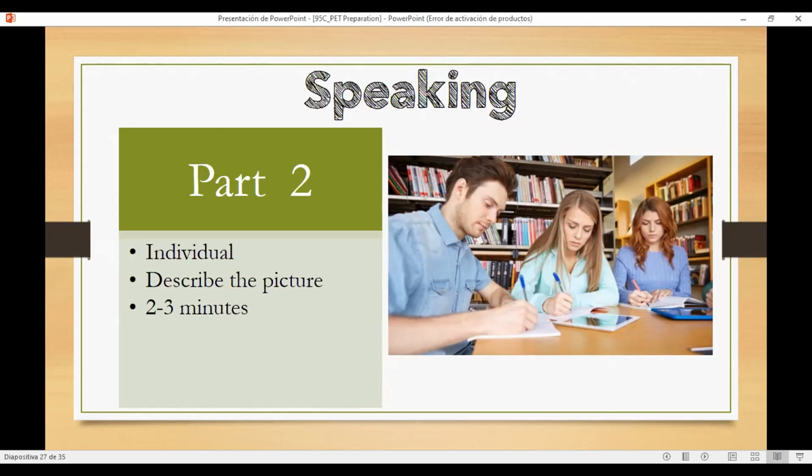I'm going to share with you, let me see. I have a bunch of different images that you can describe. This is a way you can practice this part of the exam.